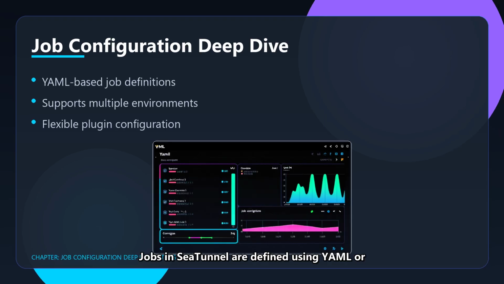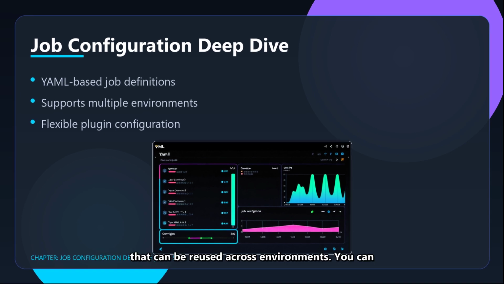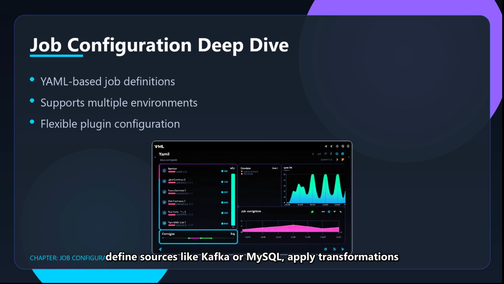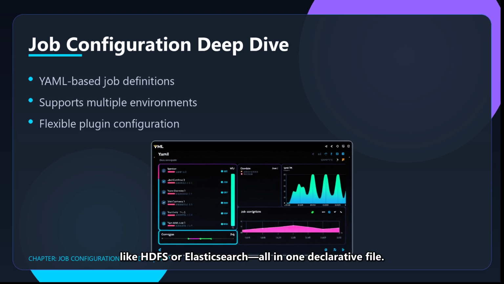Jobs in SeaTunnel are defined using YAML or JSON. This allows for clear, human-readable configuration files that can be reused across environments. You can define sources like Kafka or MySQL, apply transformations like filtering or enrichment, and output to syncs like HDFS or Elasticsearch, all in one declarative file.